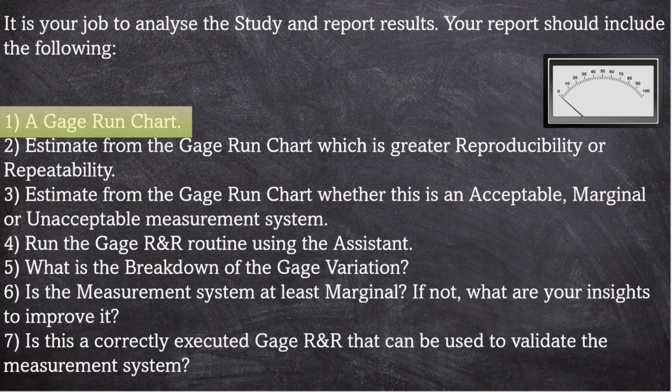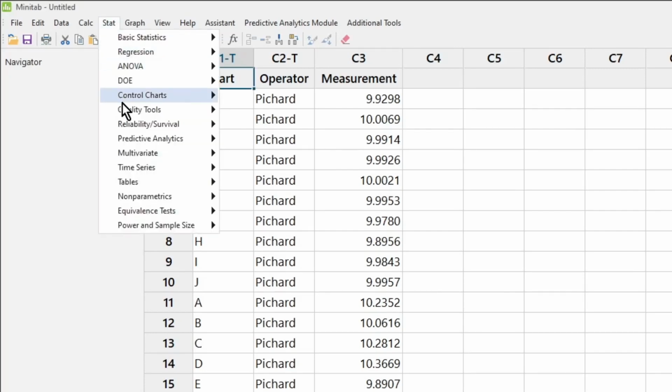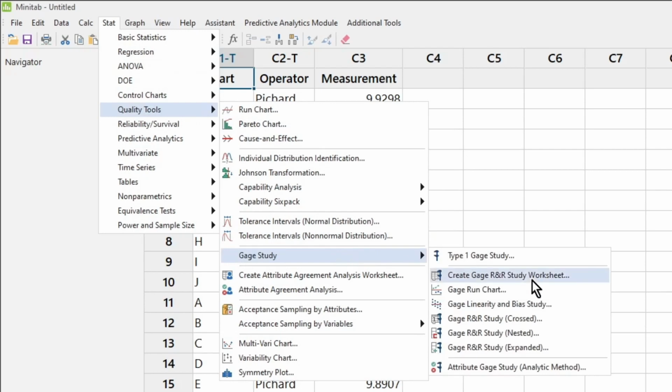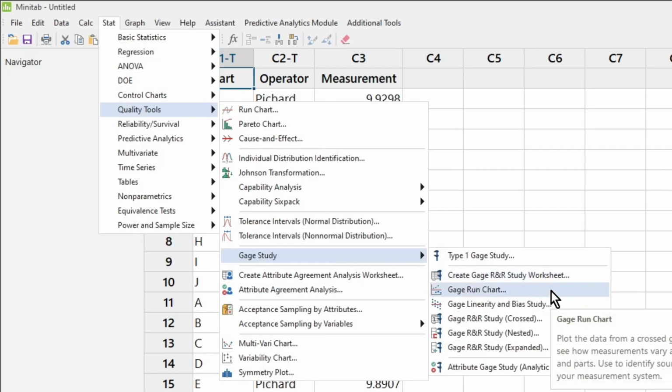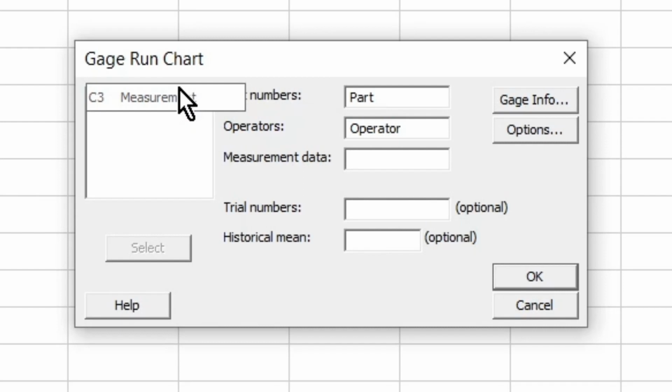As you can see, the first thing we need to do is produce a gauge run chart, so we'll do that now. So we're going to click on Stat, Quality Tools, Gauge Study, Gauge Run Chart. The menu opens, so our part numbers are in part, operators are in operator, and measurement in measurement. That's all we need to do. Click OK to produce the gauge run chart.